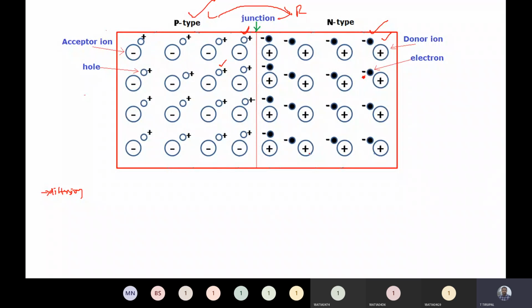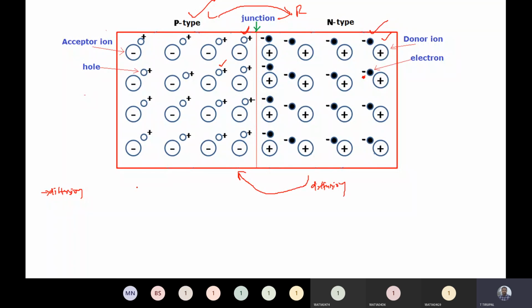Similarly, in n-type semiconductor, the majority charge carriers are electrons, so more electrons are present here. All these electrons move from n-type to p-type because they repel each other, these minus signs, and therefore they are moving from right to left. This is called diffusion.